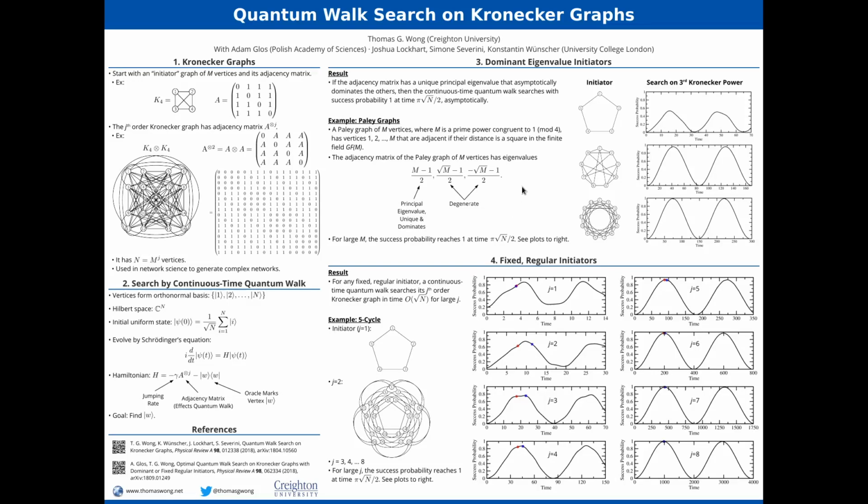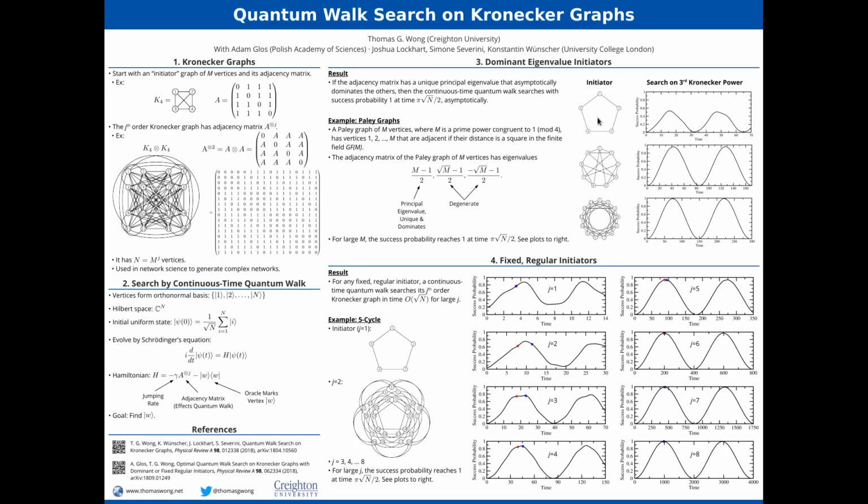So again, for any family of graphs, if it has a unique principal eigenvalue that dominates the other ones, then as you go up in the size of your graphs in this family, you're guaranteed to search optimally. And if you want to see the proof, you can check out our papers. Okay, the next result is kind of the opposite of this.